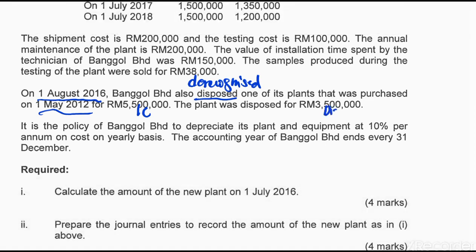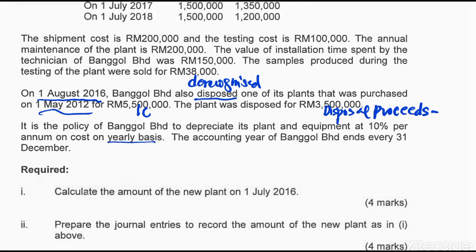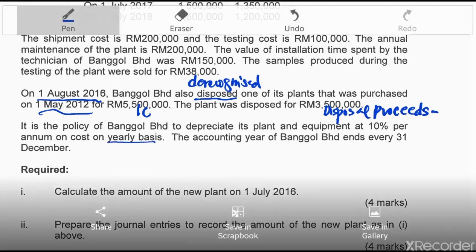So this one is the disposal proceed. You are informed that it is the policy of Bengal to depreciate plants every year, meaning that per annum 10% on yearly basis. The year ends finish every 31st of December.